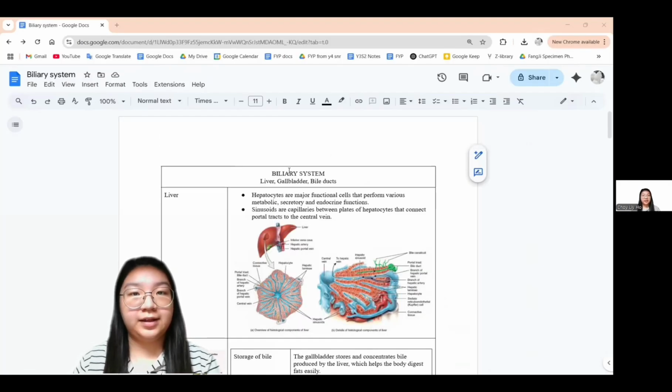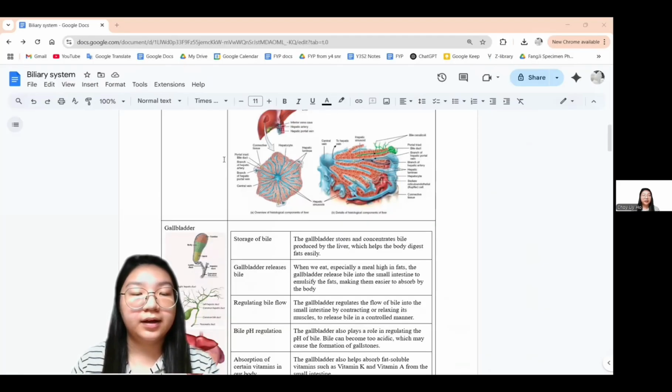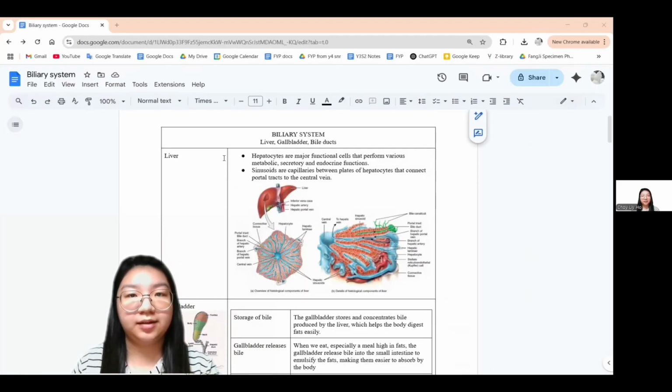Today we're going to look at the biliary system. The biliary system consists of three main structures, which are the liver, gallbladder, and the bile ducts. The liver is the main organ in the system, which helps to secrete bile. The basic units of the liver are the hepatocytes, and there are capillaries between the hepatocytes called sinusoids.